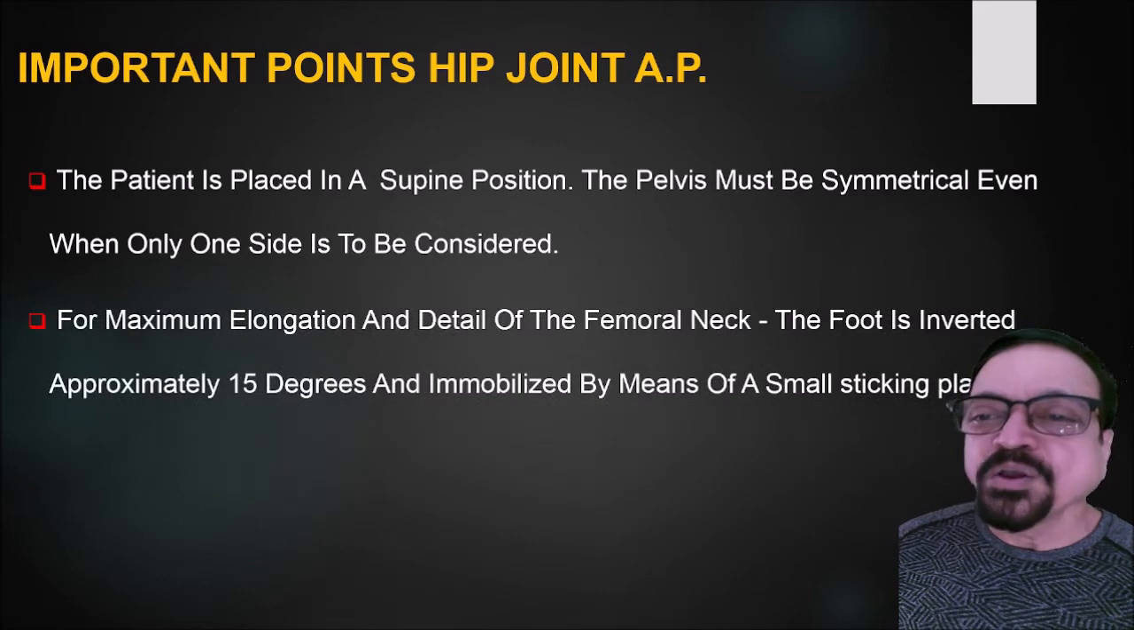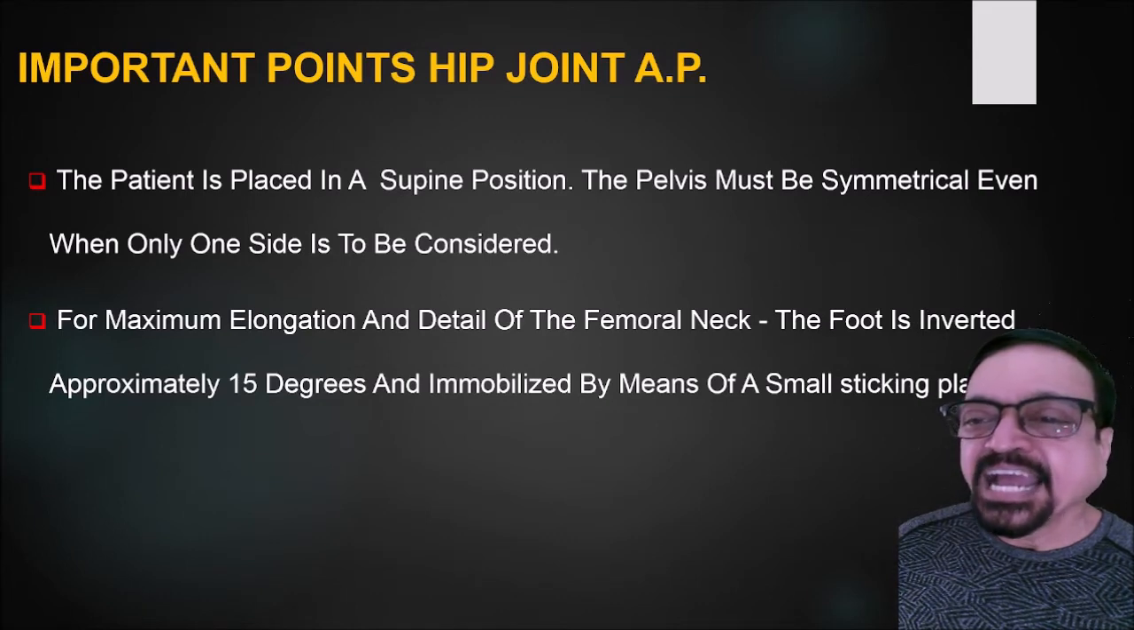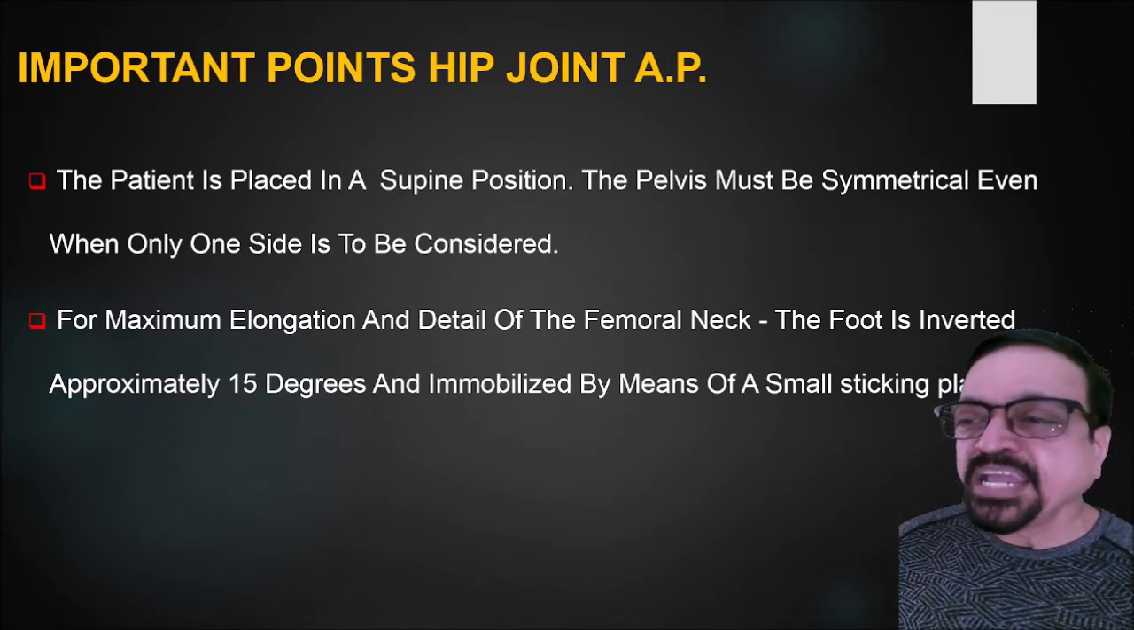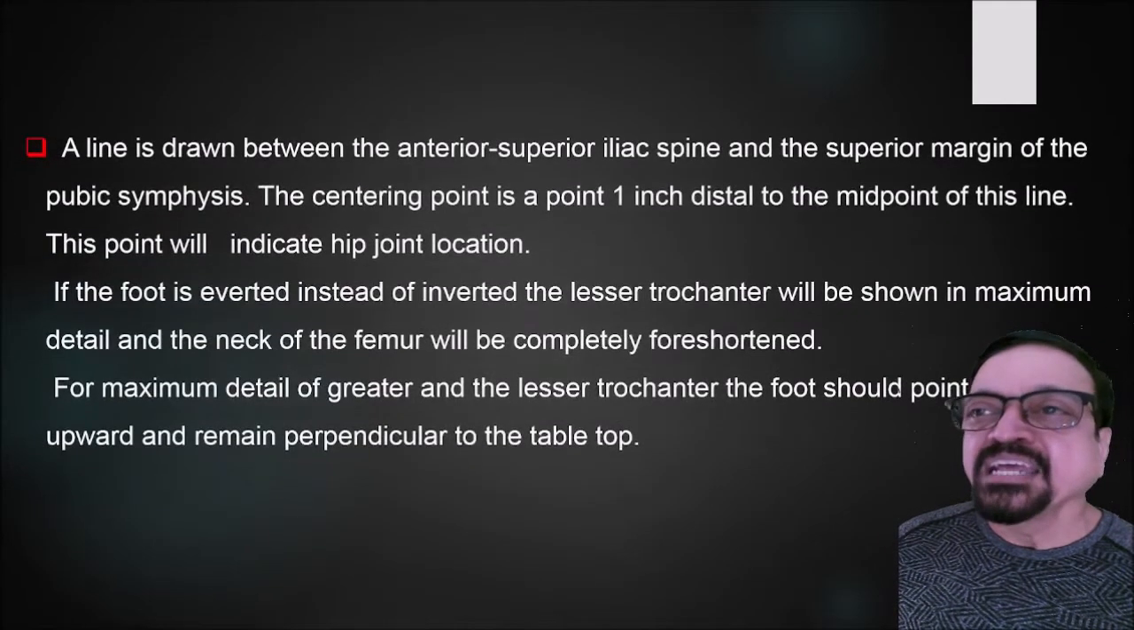For maximum elongation and details of the femoral neck, the foot is inverted approximately 15 degrees and immobilized by means of a small sticking plaster. With a small sticking plaster, we tie both the great toes together and separate the heel so that we can achieve a good internal rotation at the femoral neck.